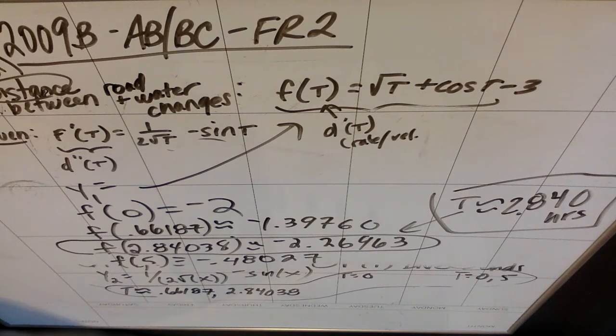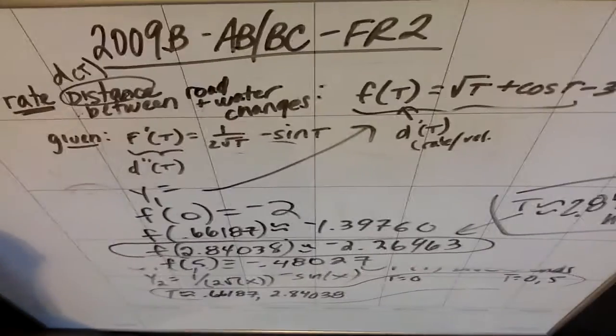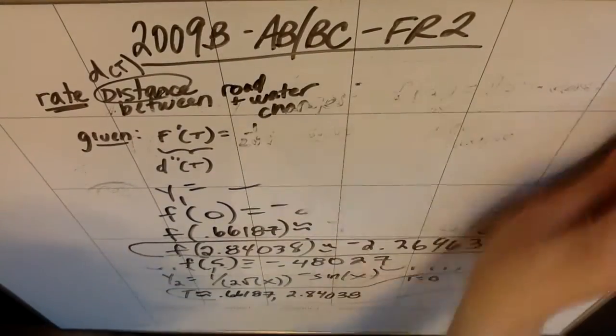Okay, notice that I didn't round my answer until the very end, right? I kept my answer with lots of decimal places until I was done. So the distance between the road and the edge of the water is decreasing the most rapidly at t equals 2.840 hours after the storm began. Cool. All right, so then my part D.